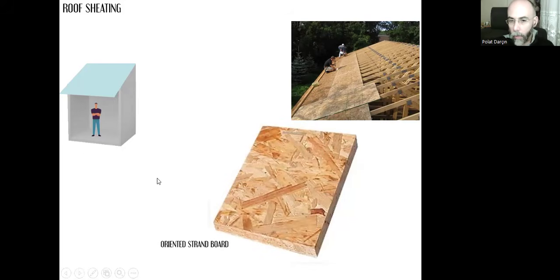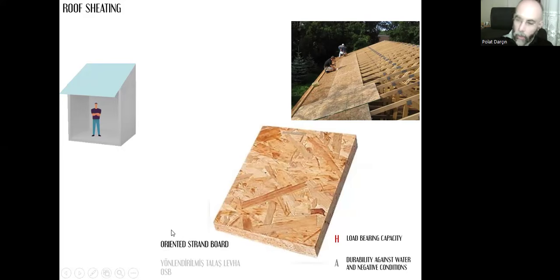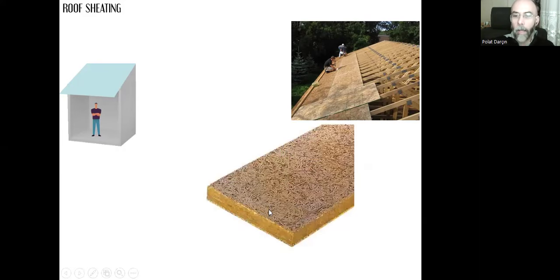In the third group, we have oriented strand board, yönlendirilmiş talaş levha, OSB. OSB is the short form of oriented strand board. Load-bearing capacity is very high. Durability against water and negative conditions is average, not very high, not very low. It's in the middle. So this is another alternative that we can prefer for roofs.